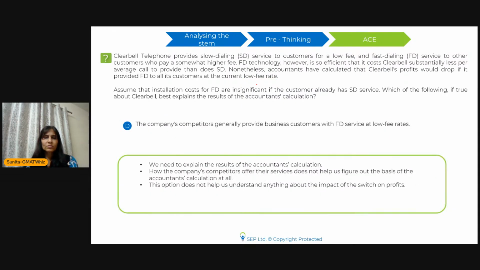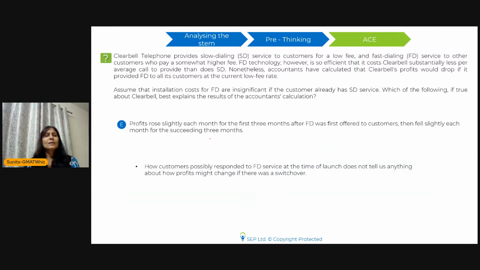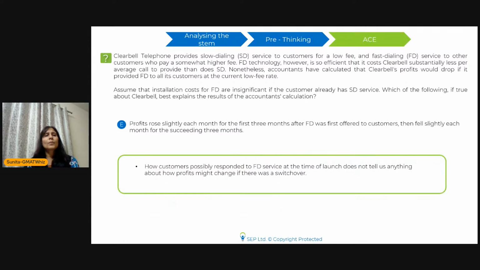D, of course, we don't care what the company's competitors are providing. We are worried about why Clearbell's profits would drop. This choice is just saying that the competitors are also providing FD at low fee rates. It just means there is competition, but does not outrightly state if Purebell's customers would leave the company. So this is out. And E talks about profits fell eventually, but doesn't tell us why it fell. So this is absolutely out.